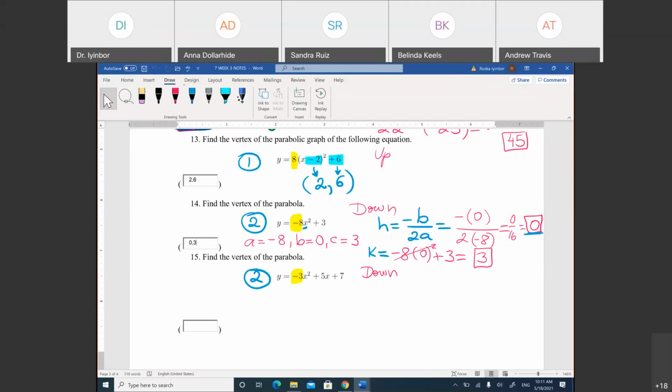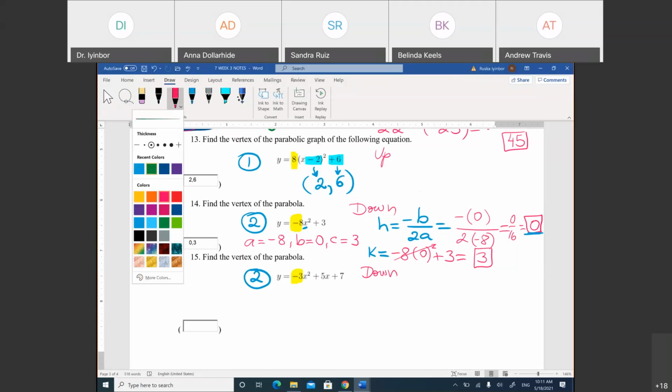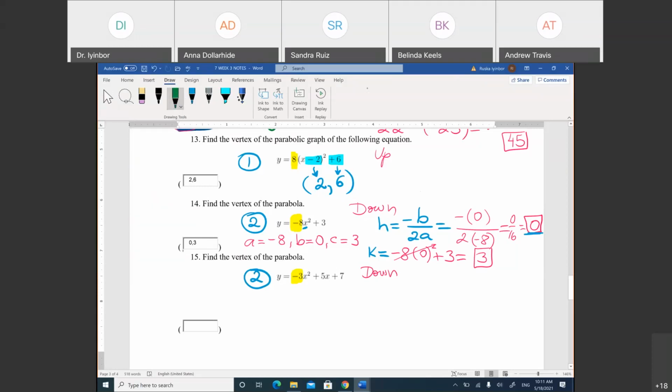Yes? Okay? So that's how you do this. Let's do it one more time. For number 15, we're doing the same. For 15, we're going to use the formula because this is the equation in form 2. So we're going to start with ABC. So what is A? -3. A is -3, that's right. What is B? 5. And we don't need C, it's 7.